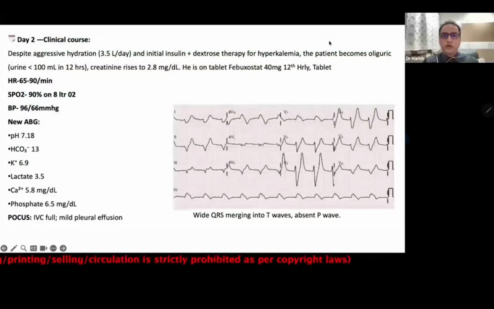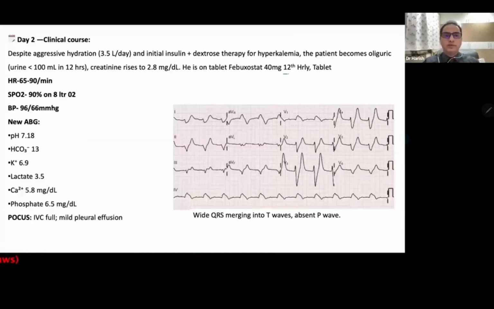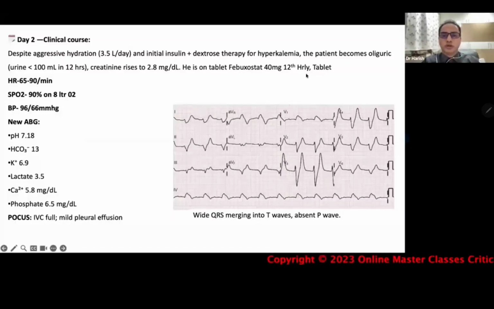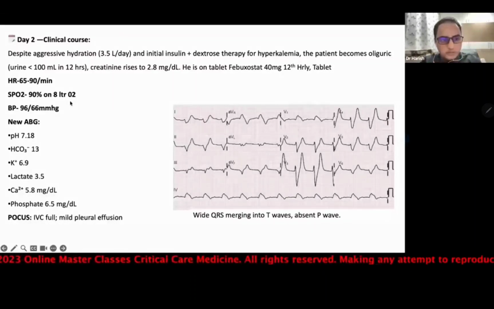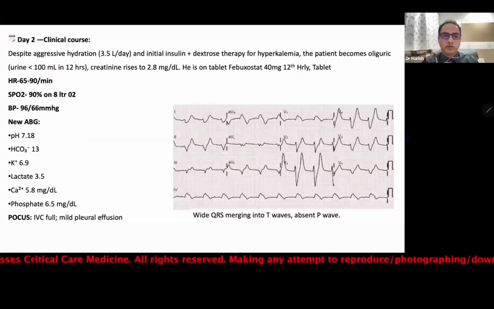Okay. So day 2, coming back to our case. Despite giving aggressive fluid of around 3.5 liters in one day, and initial insulin glucose therapy for hyperkalemia, the patient became oliguric. His urine output in the last 12 hours is less than 100 ml. His creatinine has risen to 2.8, initially around 2. He's on tablet febuxostat 40 milligram 12 hourly. His heart rate is around 65 to 90. SpO2 is 90% on 8 liters of oxygen, and his oxygen requirement is slowly increasing. BP is 96 by 66, borderline.